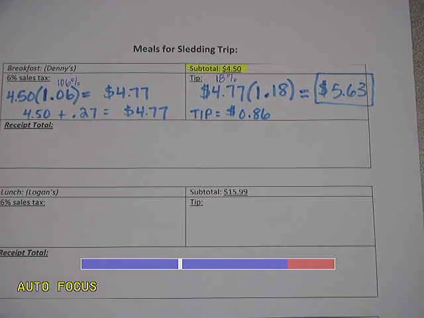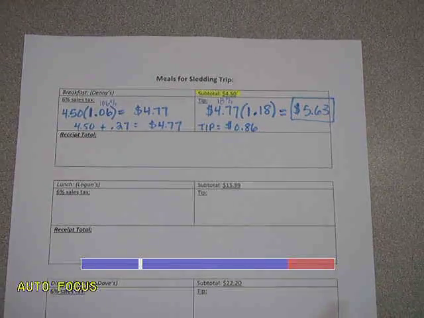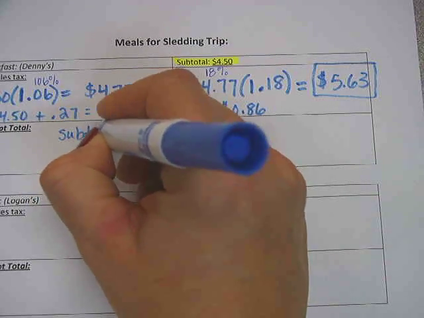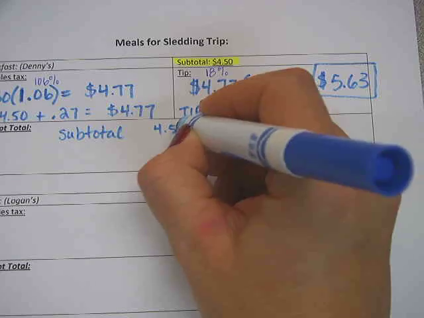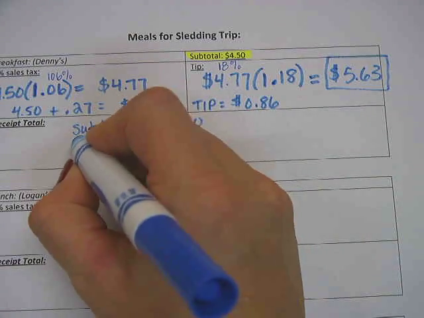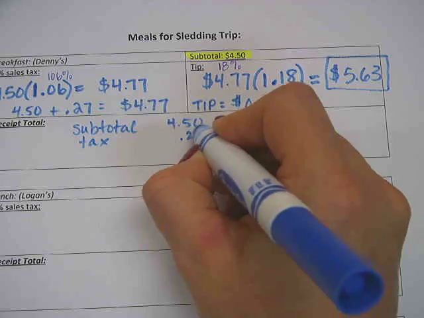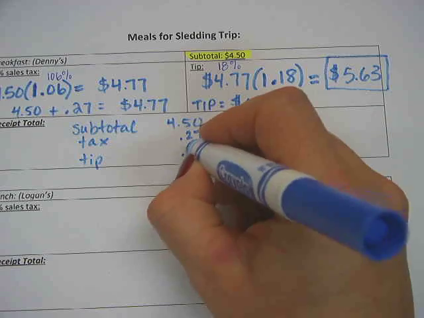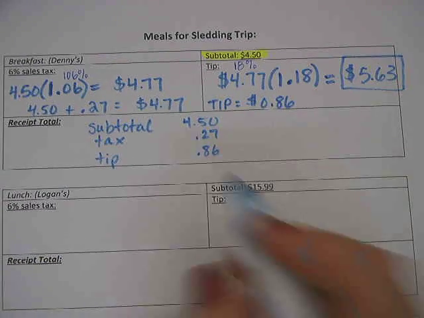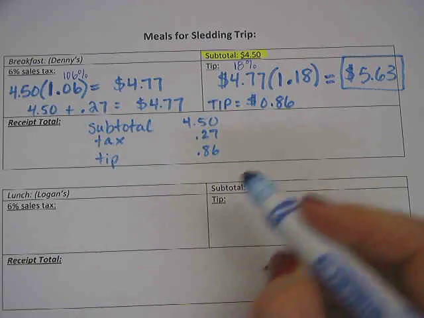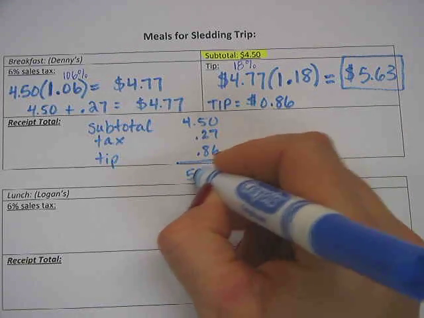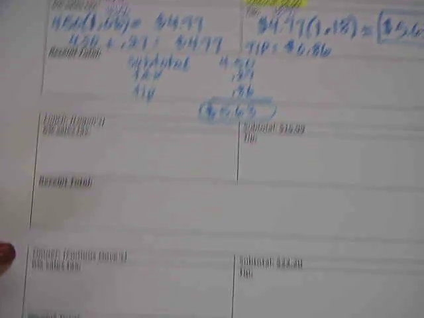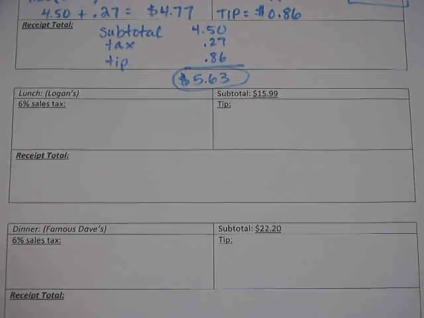Okay? So then, when it says receipt total, this is what I would like you to write. I would like you to say that your subtotal was $4.50. Your tax was 27 cents. Your tip was 86 cents. So we're just kind of itemizing all of these things that we found to get a total of $5.63. Okay, so that's what I'd like you to complete for lunch and dinner.